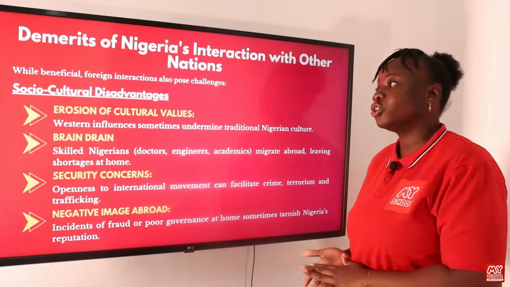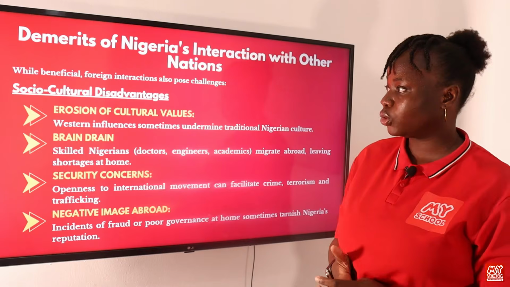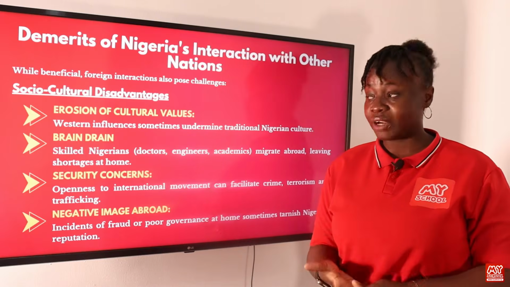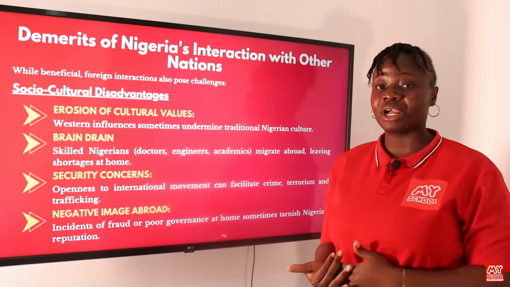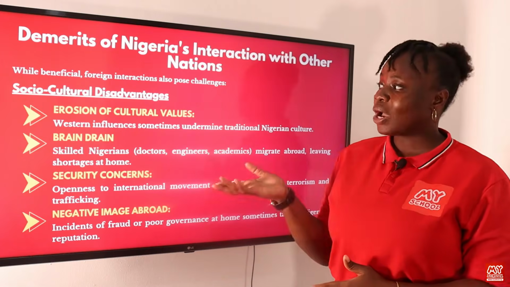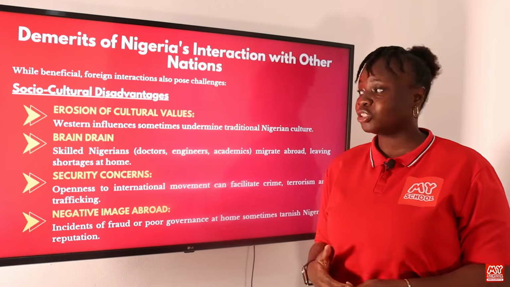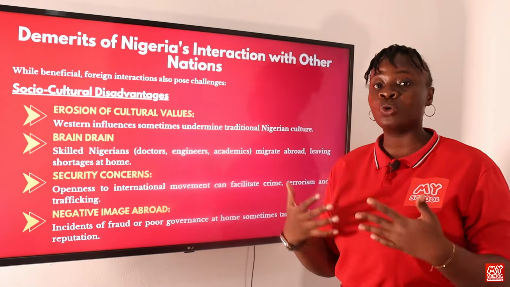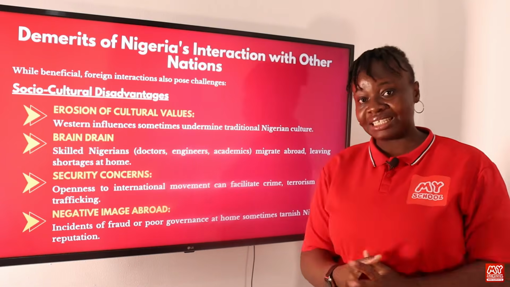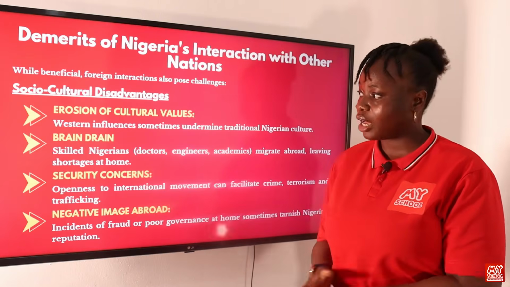Right now, we're going to discuss the socio-cultural disadvantages of Nigeria's relation with other nations. One of them is the erosion of cultural values. So Western influences sometimes undermine traditional Nigerian culture. So when a lot of cultural ideas are being imported into the country, sometimes it can lead Nigerians to stop inventing new things, new ideas. And it can lead to that erosion of the cultural values we already have in our country.